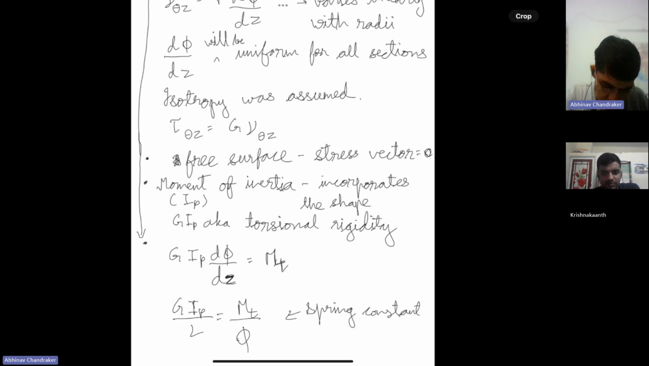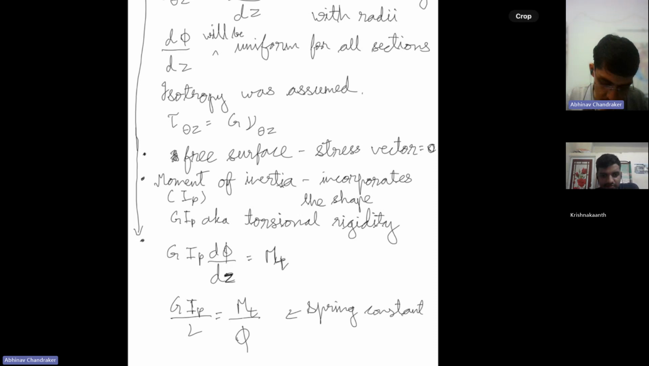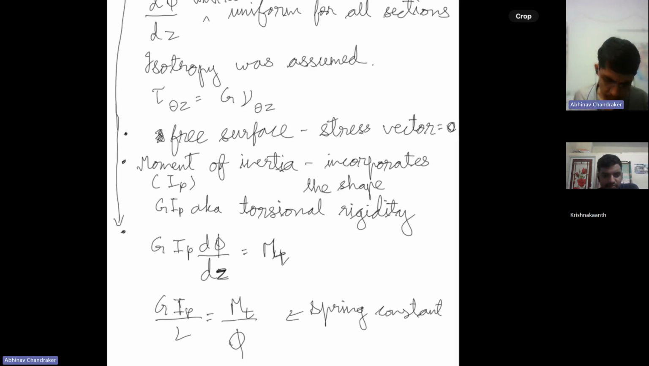So we were discussing torsional rigidity. It gives you some sense of how rigid your material is, and it depends on the moment of inertia of the cross section. And then sir also said that we can consider T by phi as being a spring constant, and this will be equal to G into Ip by the length of the shaft. So the higher this is, the more rigid the shaft will be.